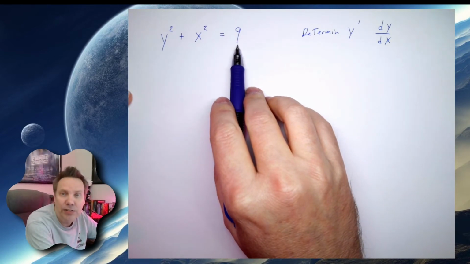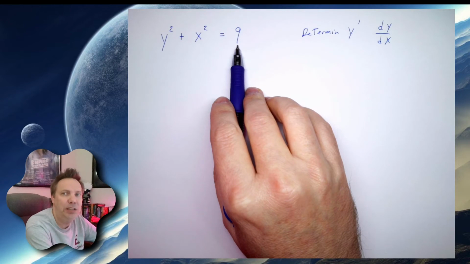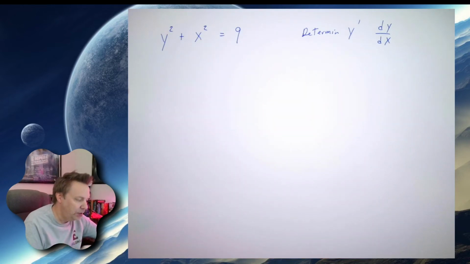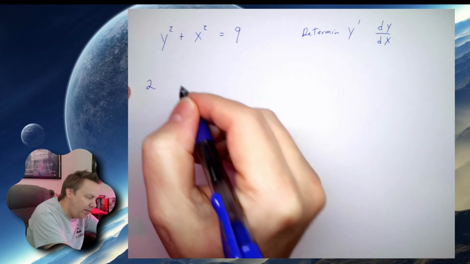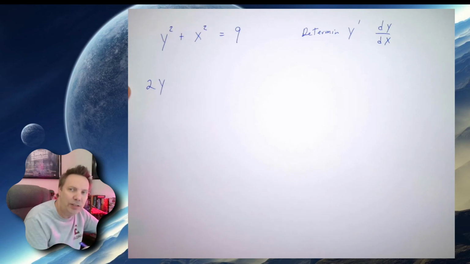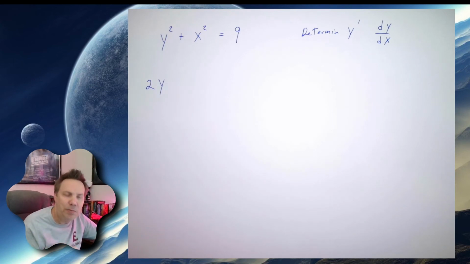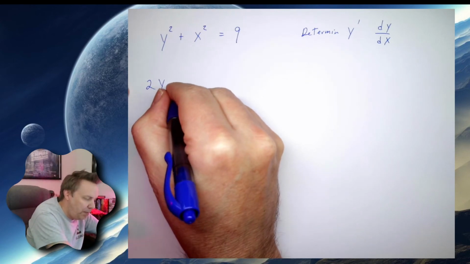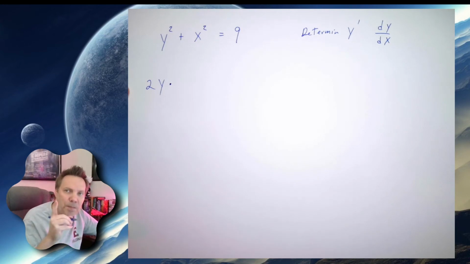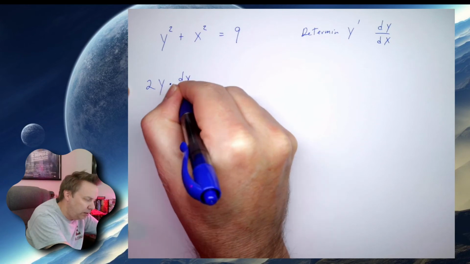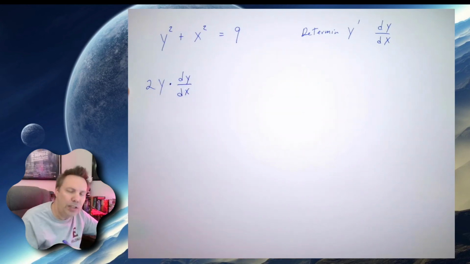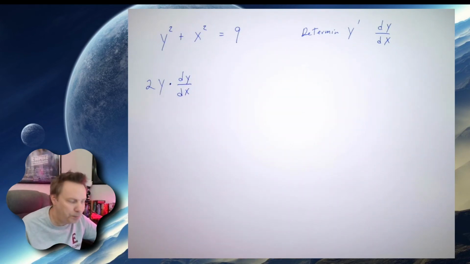The derivative of 9 is zero, so that's going to be an easy one. Derivative of y squared. Listen to what I'm going to say here. I'm going to take the derivative of the outside, I'm going to leave the inside alone. I think you've heard me say that before. And then I want to multiply this by the derivative of the inside. Instead of using the y prime notation, I'm going to use dy over dx.